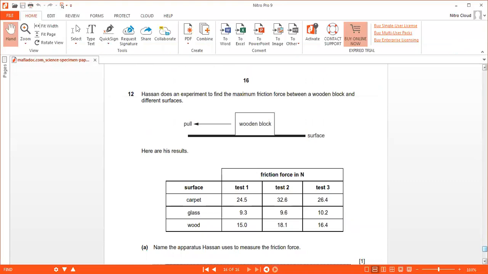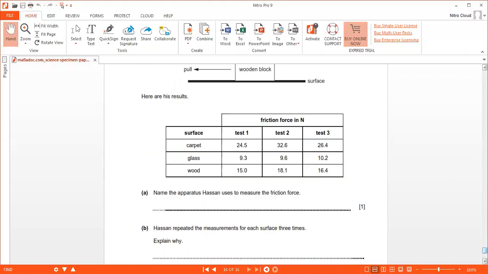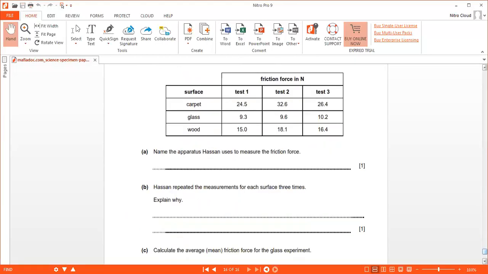Okay, number 12. Hassan does an experiment to find the maximum friction force between a wooden block and different surfaces. Here are his results. A. Name the apparatus Hassan uses to measure the friction force. To measure any force, we use a force meter or Newton meter. B. Hassan repeated the measurements for each surface 3 times. Explain why. Any repetition is for getting reliable results.